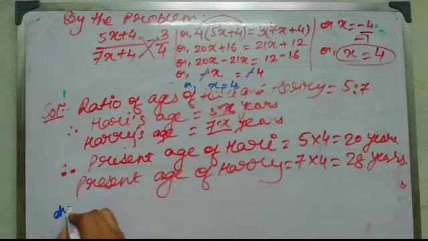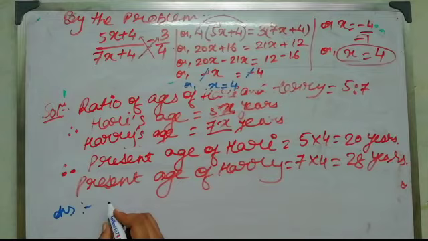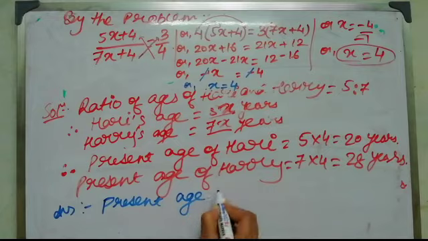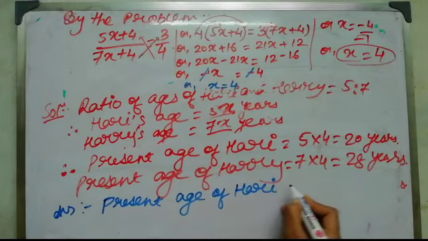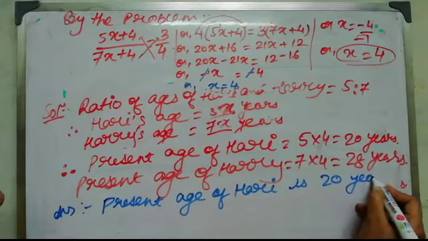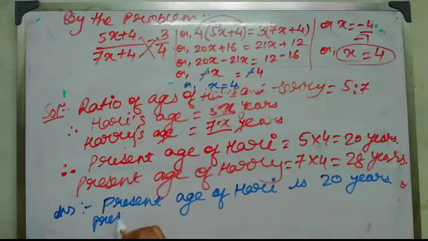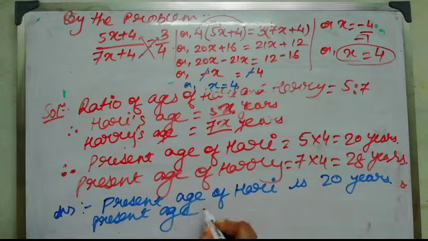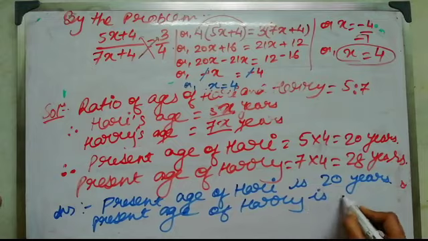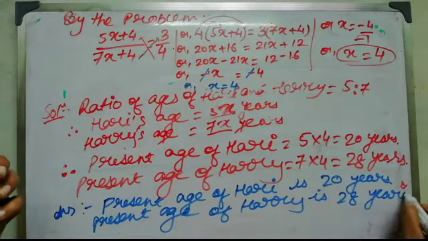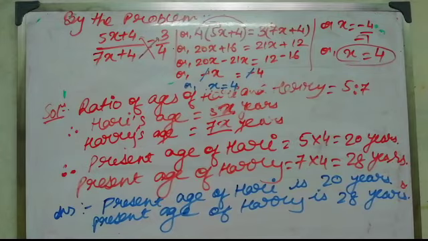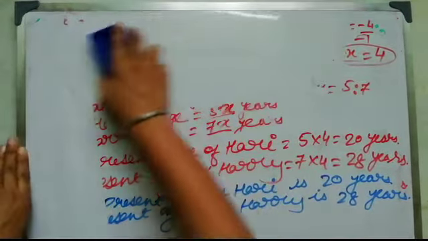So, my final part, how to write the answer. Present age of Hari is 20 years. Present age of Harry is 28 years. Clear? Fine. I hope all of you have understood these word problems of linear equations.